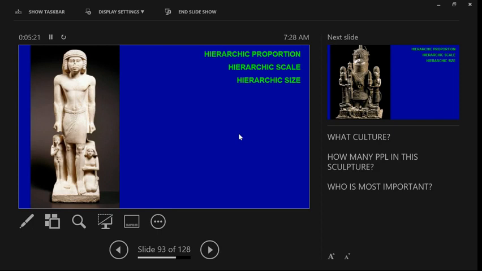All right, here's the term that I want you to write down. It's called hierarchical proportion. It's also called hierarchic scale. It's also called hierarchic size. I'm going to let you choose which term you want to write down for your notes.